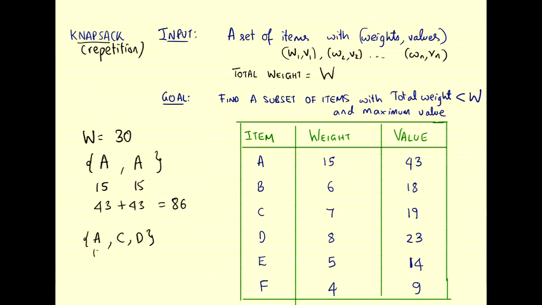Right, that is 15 plus 7 plus 8. It's also less than 30. Okay, and what is the total value you derive? It's 43 plus 19 plus 23. That's 84. So all sorts of combinations, and you want to find the particular subset of items, particular combination of knapsack of items, bundle of items that maximize the value. Okay? Is the problem clear?